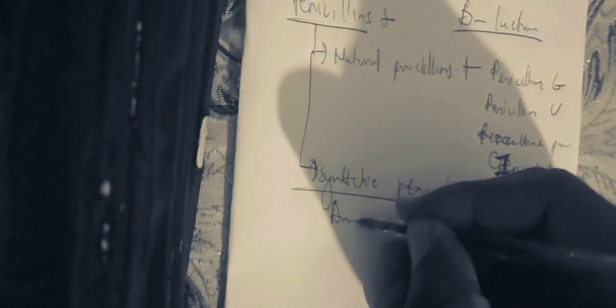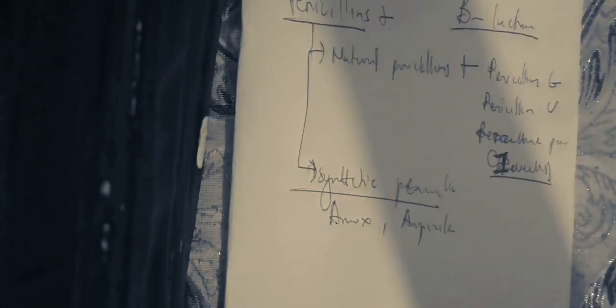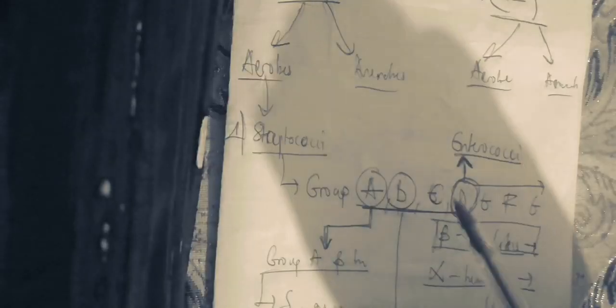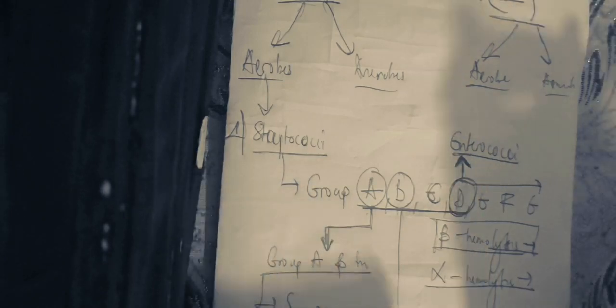Apart from the natural penicillins, you now have the synthetic penicillins. The synthetic penicillins, you have amoxicillin, ampicillin, and all that, and they can still be used against streptococci. So for the group A and group B streptococci, you can give penicillins.